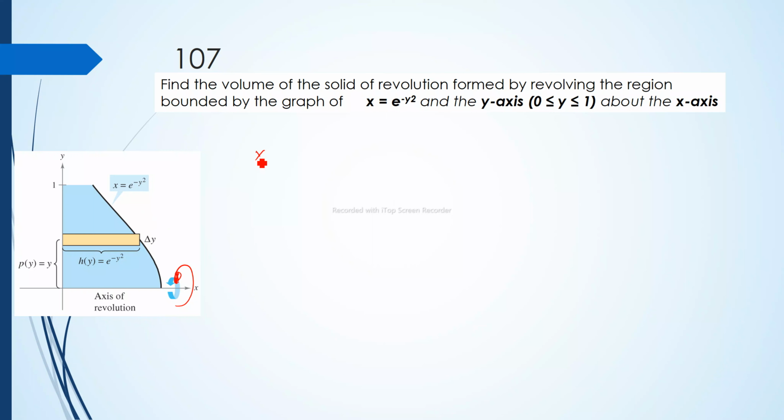Since that is a horizontal axis of revolution, for the shell method it is the opposite: we consider the y values. Then we need p of y, h of y, dy from c to d. Our lower and upper limits are already shown in the graph, that is 0 to 1.